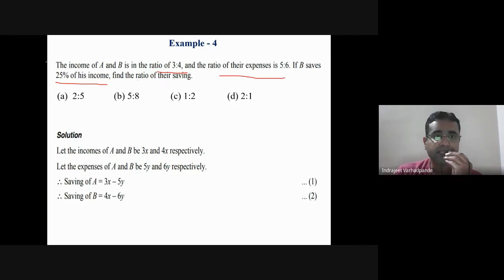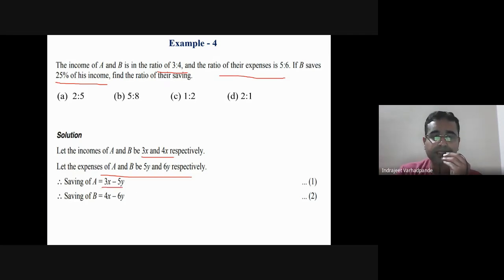So I consider the income of A and B, the ratio is given to you as 3 is to 4. So take the common multiple as x, it will be 3x and 4x respectively. Expenses of A and B will be, take another variable, that is y, their ratio is given to you as 5 is to 6, 5y and 6y. What is saving?